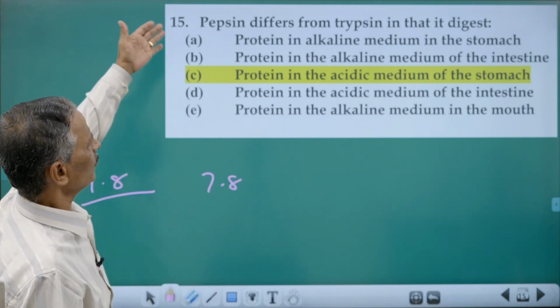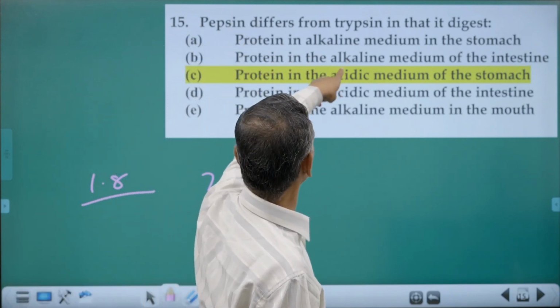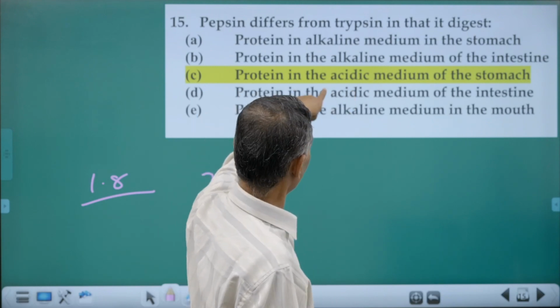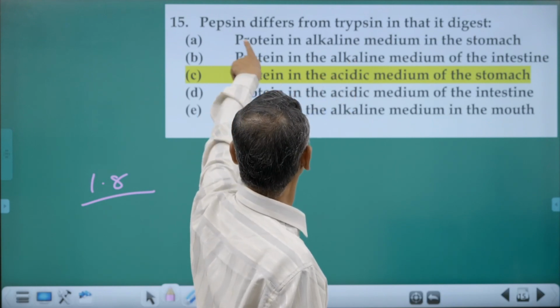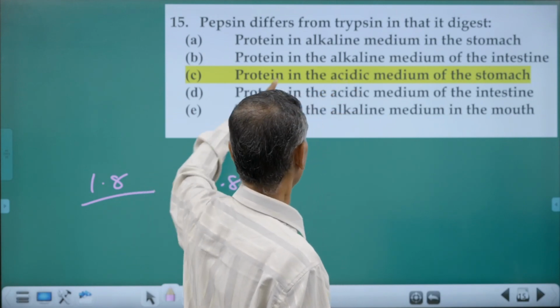So pepsin differs from trypsin in that they digest protein in alkaline medium in the stomach, no. Protein in the alkaline medium of the intestine, no. Protein in the acidic medium of the stomach. Pepsin digests protein in the acidic medium, 1.8, in the stomach.